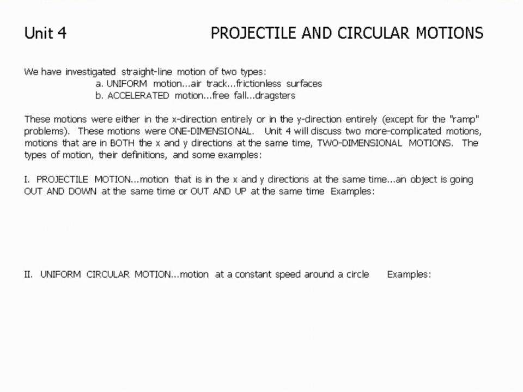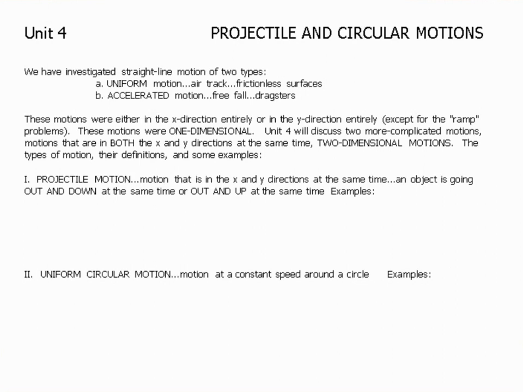These motions were either in the x direction entirely or the y direction entirely, except for a few ramp problems. So these motions were one-dimensional. Unit 4 will discuss more complicated motions, motions that are in both the x and the y directions at the same time. Two-dimensional motions. The types of motion, their definitions, and some examples.